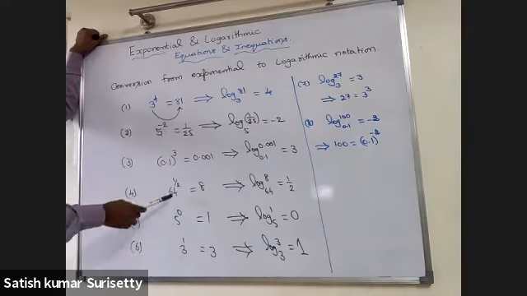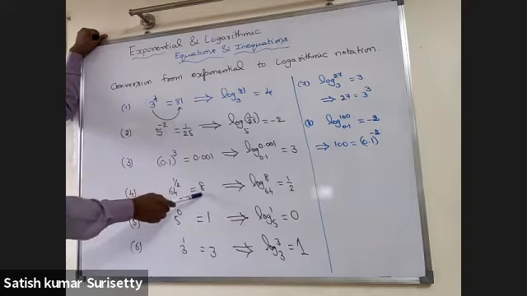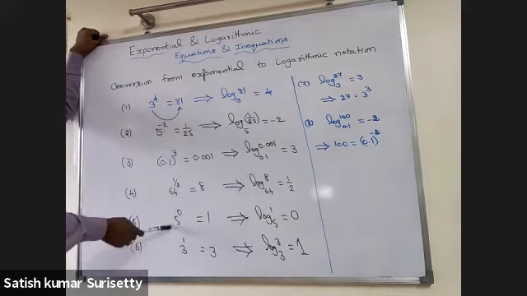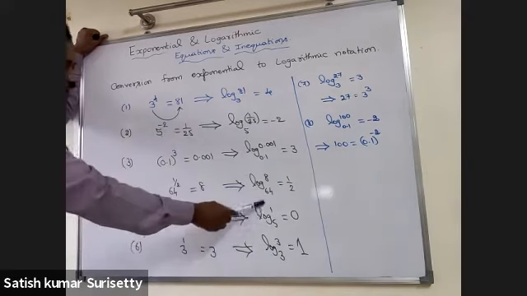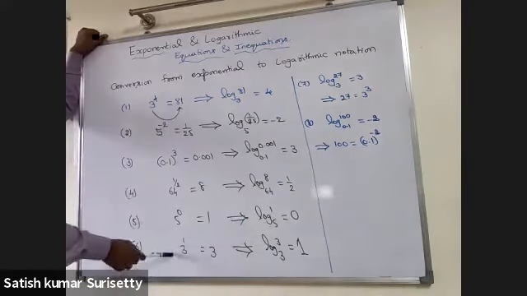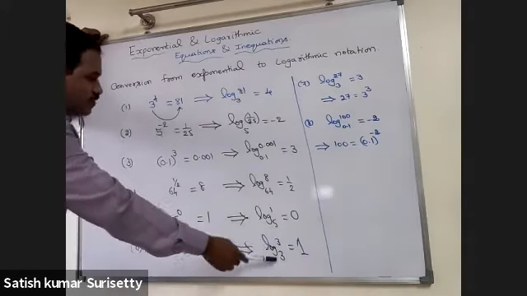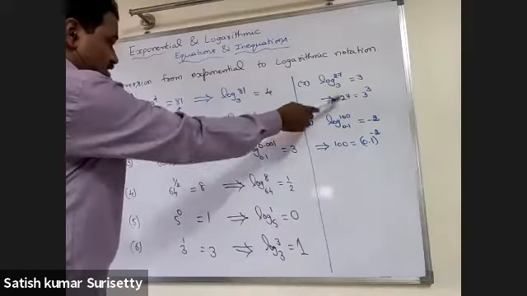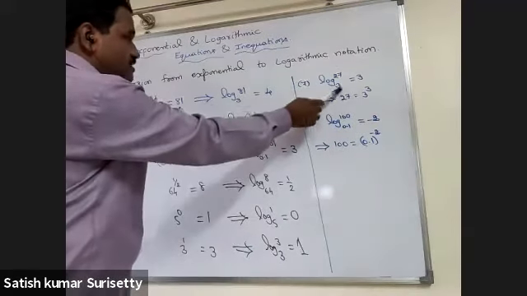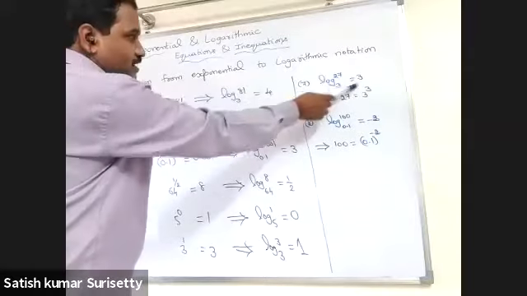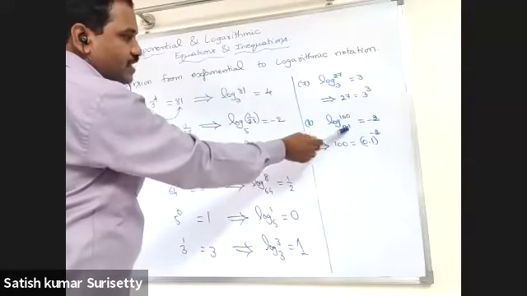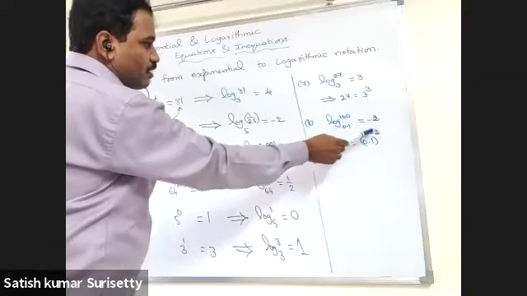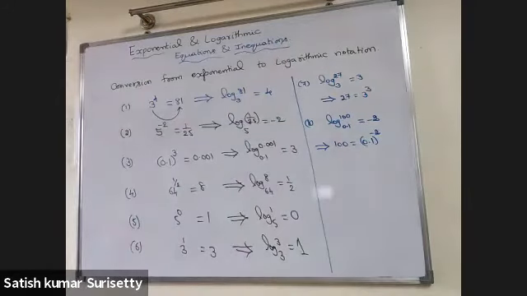In the same manner, 64 to the power of 1 by 2 equals 8 implies log 8 base 64 is 1 by 2. 5 to the power of 0 is 1, so log 1 base 5 equals 0. 3 to the power of 1 equals 3, so log 3 base 3 equals 1. Now, conversion from logarithmic to exponential. Log 27 base 3 equals 3 implies 27 equals 3 cube. Log 100 base 0.1 equals minus 2, so 100 equals 0.1 to the power of minus 2.